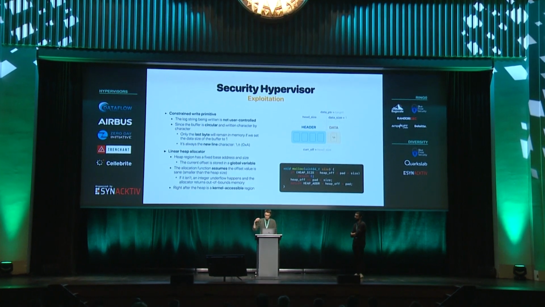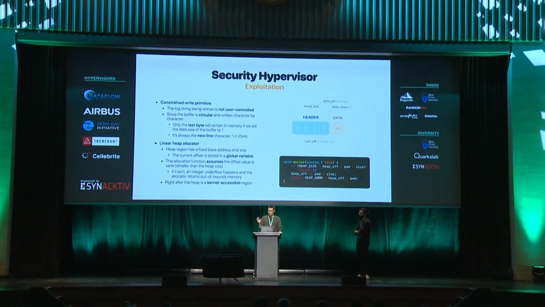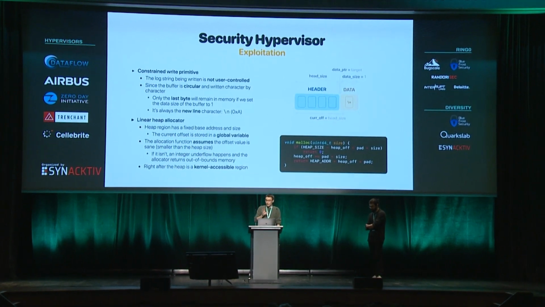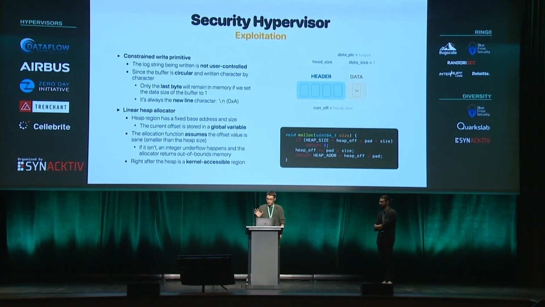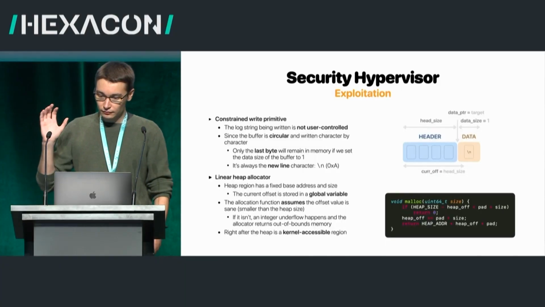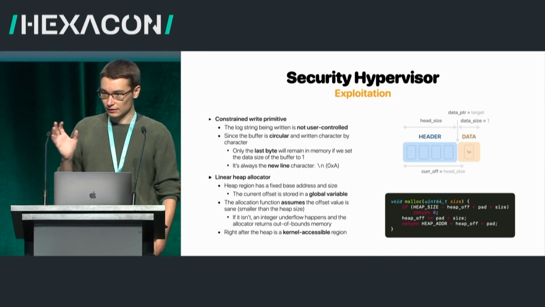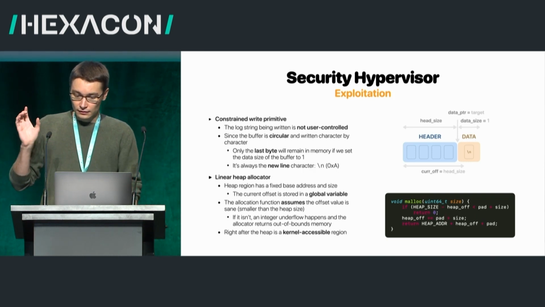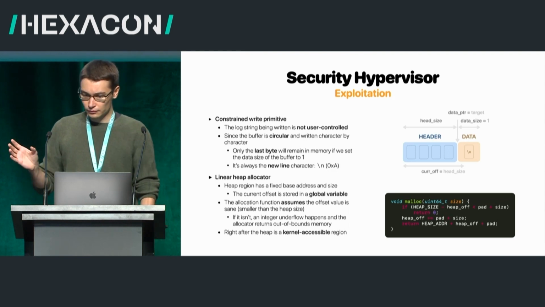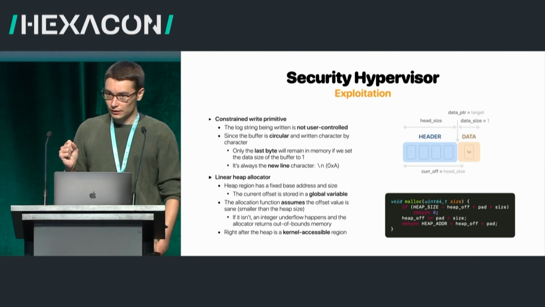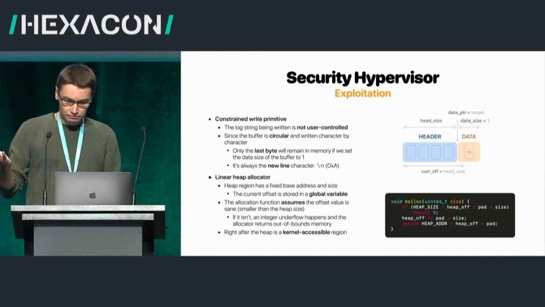So with that, and to get code execution, we targeted the linear heap allocator of the hypervisor. It's really simple. The base address and the size of the heap region are fixed, and there's only an offset within this region, which is stored in a global variable. In addition, when we looked at the allocation function, we saw that it assumes that this offset is within bounds, and if it's not, then there's an integer underflow, that you can see on the first line, and the allocator will happily return memory that is outside of the heap region.